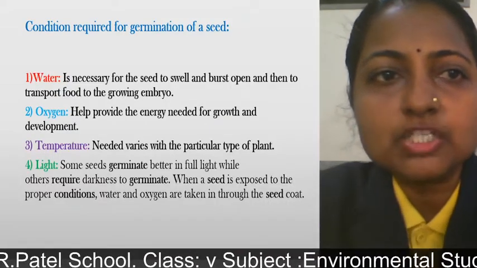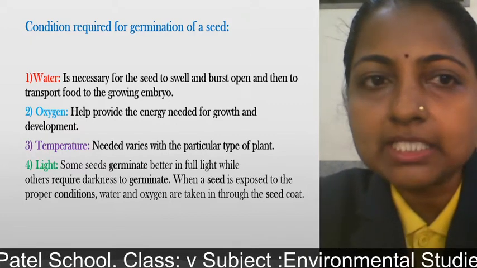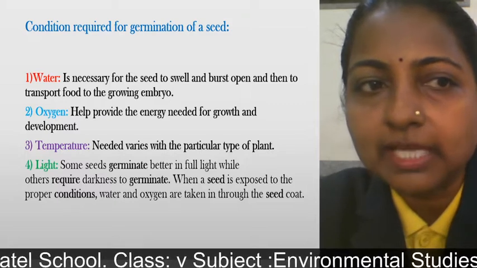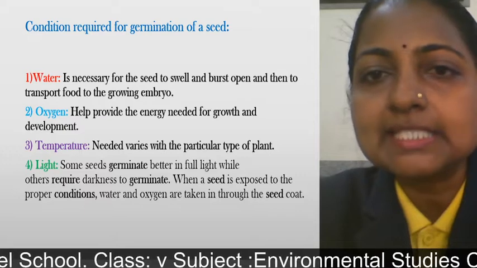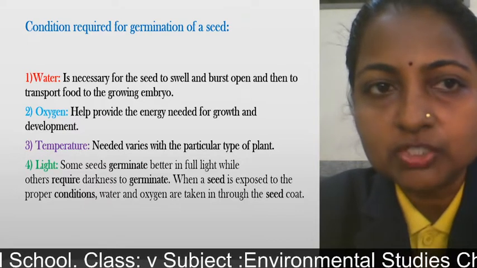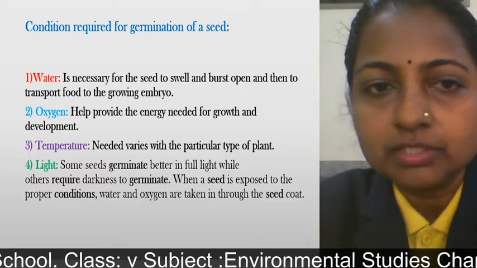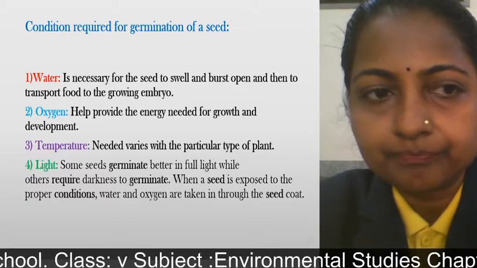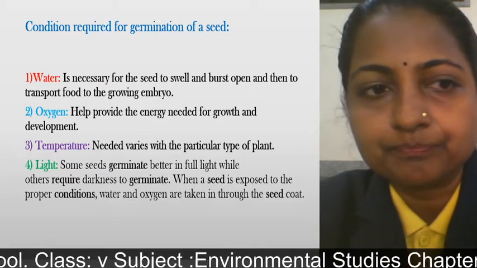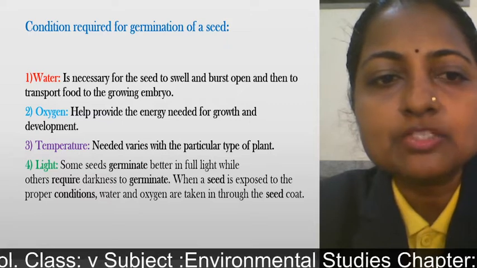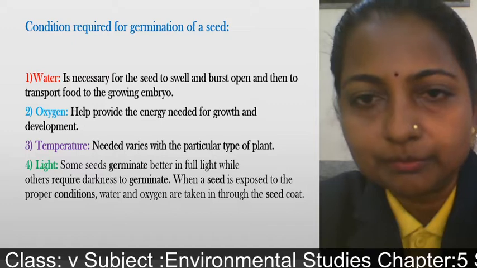Now we will see the conditions required for germination of a seed. Water is necessary for the seed to swell and burst open and then to transport food to the growing embryo. Then oxygen, which means air, is required for germination. It provides energy needed for growth and development. Then the temperature needed varies with the particular type of plant. Light. Some seeds germinate better in full light, while others require darkness to germinate.